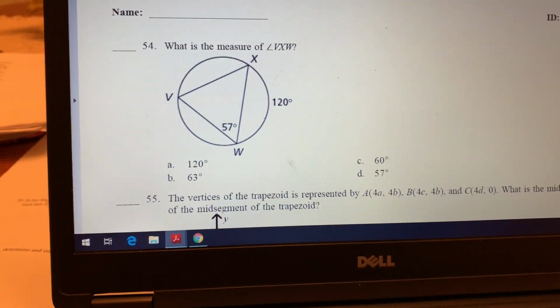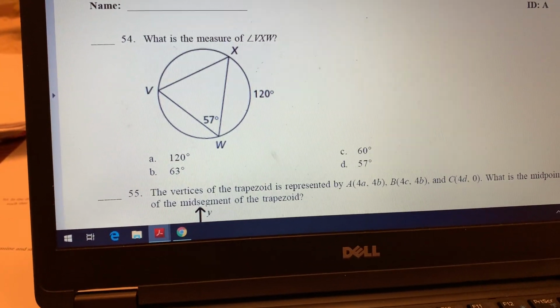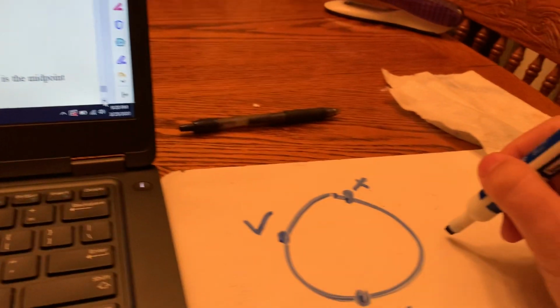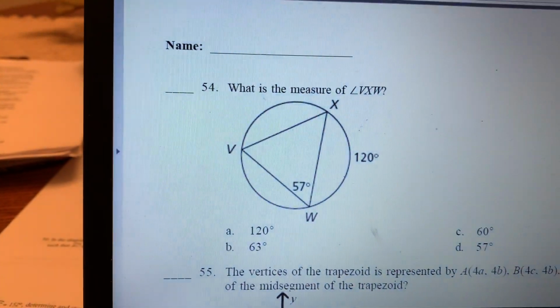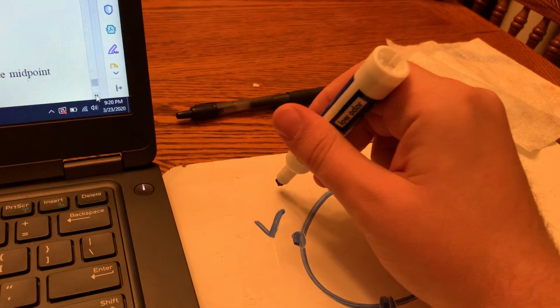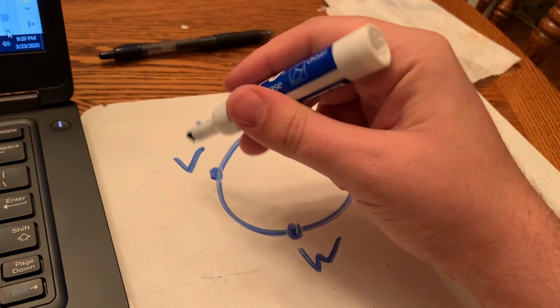So here's x. I'm drawing it real quick, then I'll show y'all. Here's w. Here's v. All right. So this is 120. We got double 57, which is 114. So that's going to go up there. And now again, we got to do the whole circle.